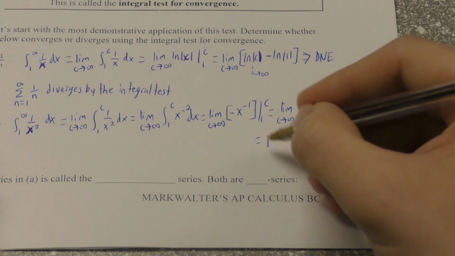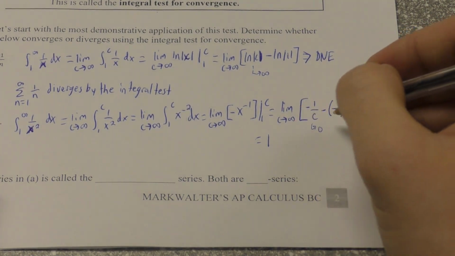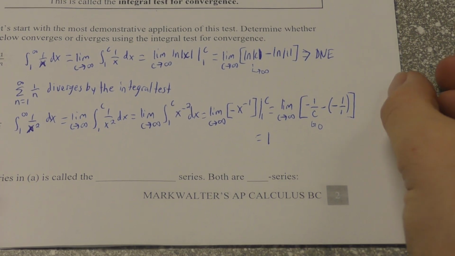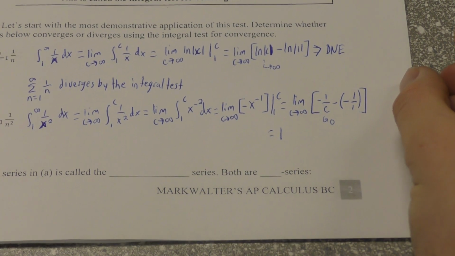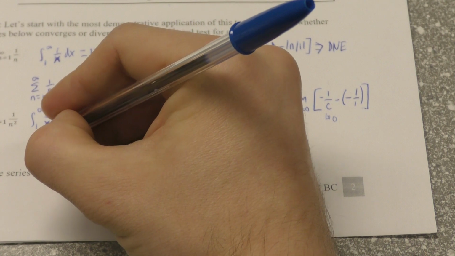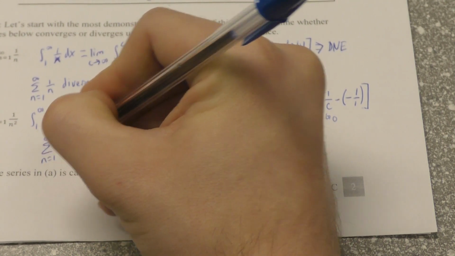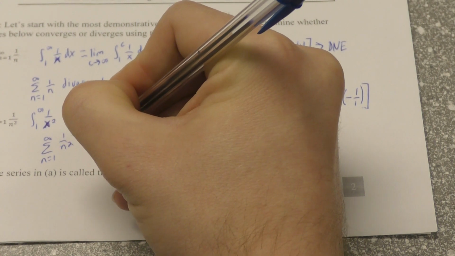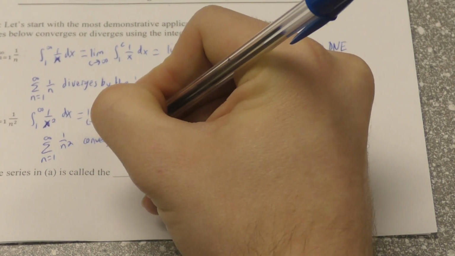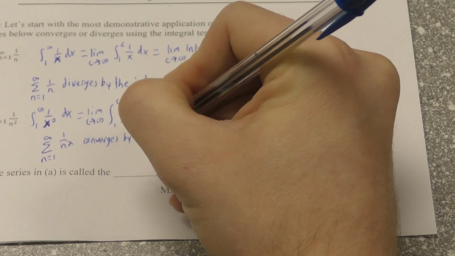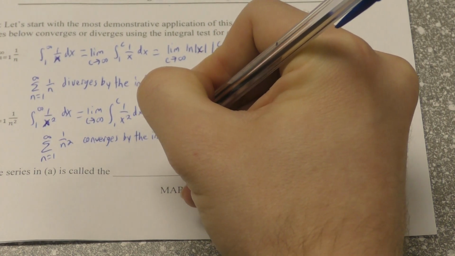Oh, cool. There's a number. So this integral, as we learned in our previous units, converges. So I can say that the sum from n equals 1 to infinity of 1 over n squared converges by the integral test.